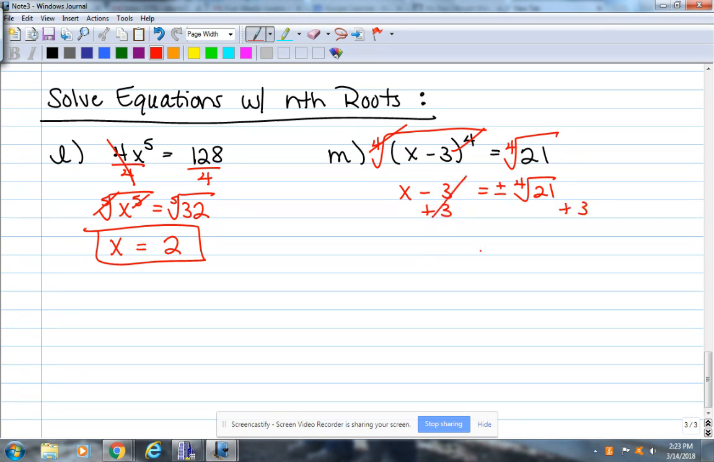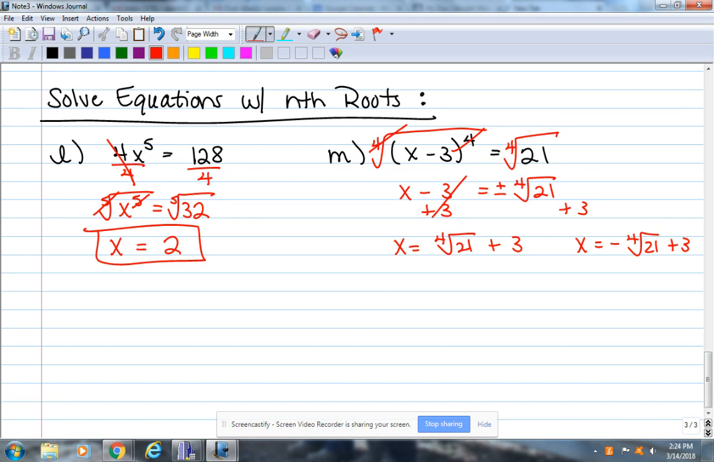So what I really have here is 2 solutions. For one solution, I have the positive 4th root of 21 plus 3. And I also have the negative 4th root of 21 plus 3. That's what that plus and minus means. Okay? So what I'm going to do is evaluate this in my calculator and round.